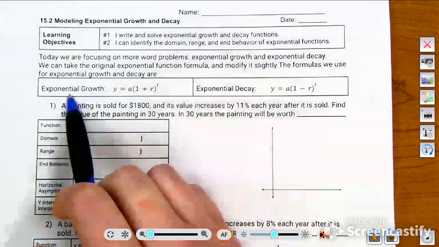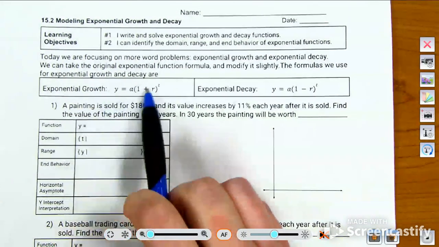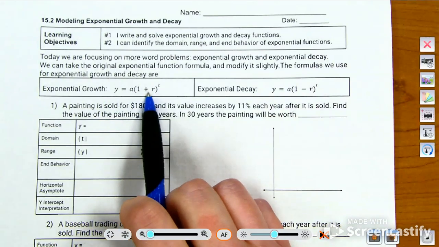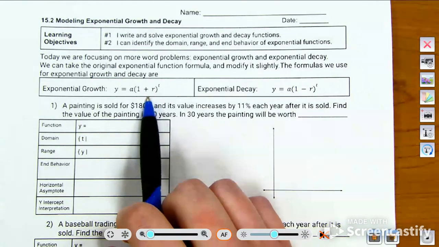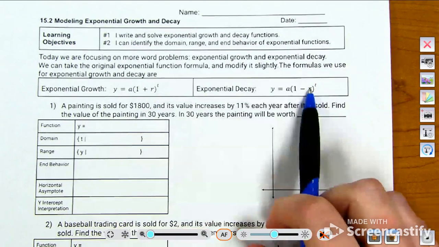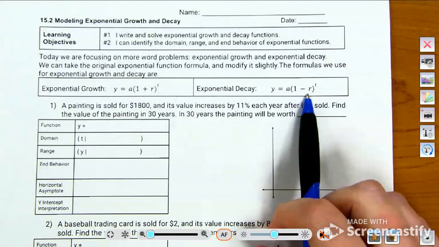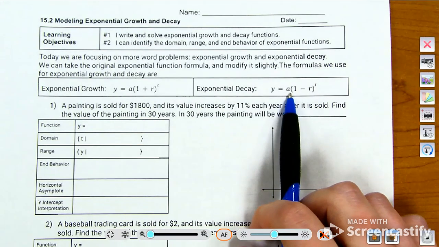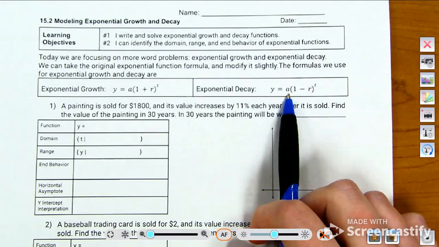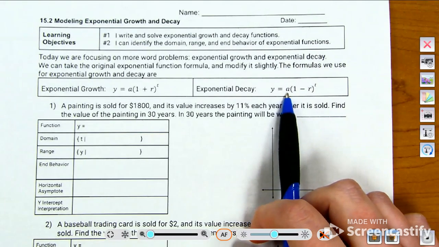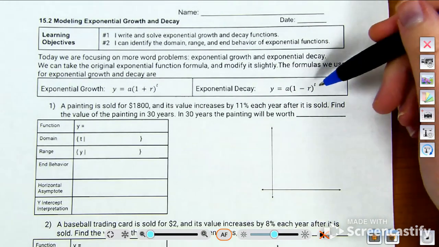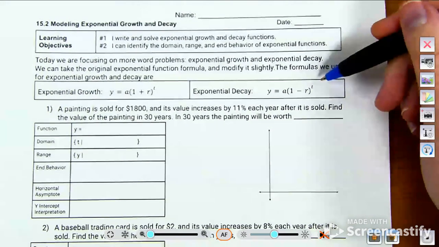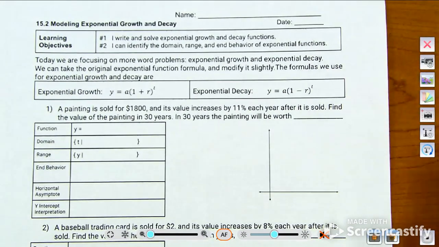We have the exponential growth formula, where our base, the b value, is 1 plus r. R in this case is the percent or rate of increase, or in this case, the rate of decrease when we are subtracting. Our A value is still going to be our initial amount, like we saw in 15.1, and it's being raised to T instead of X, just because oftentimes in real world problems, our input is going to be time. So we use T to represent that instead of X.